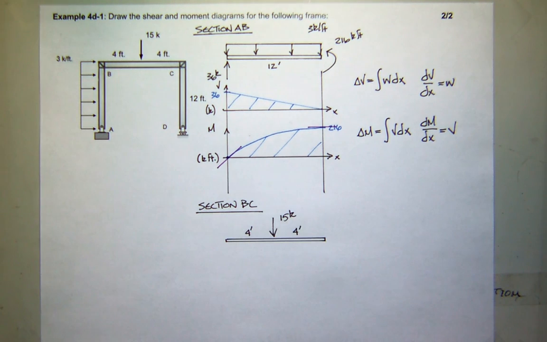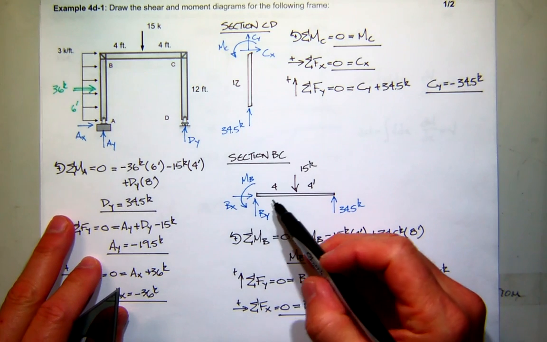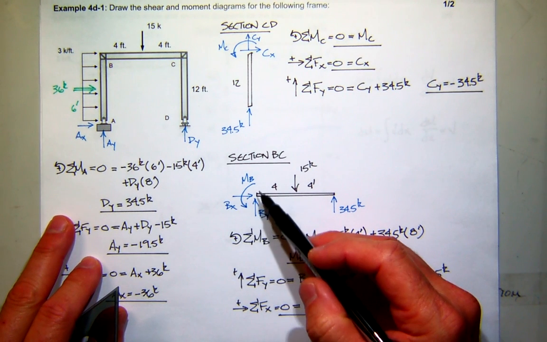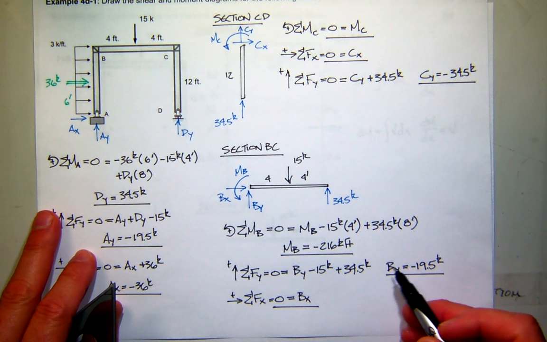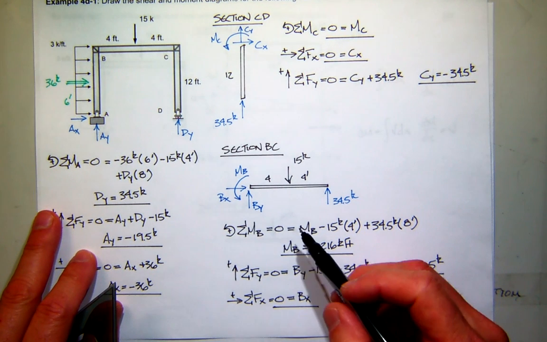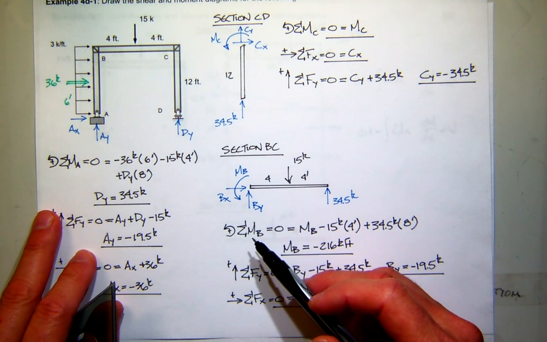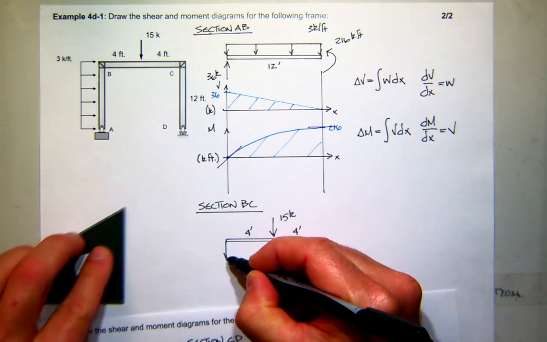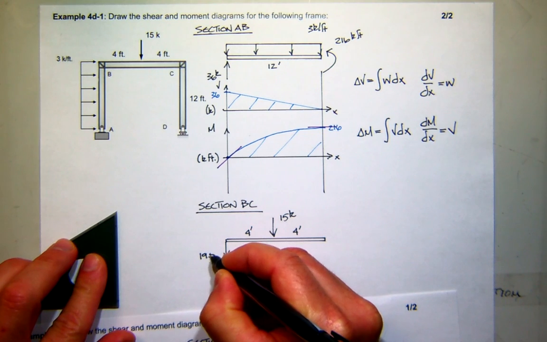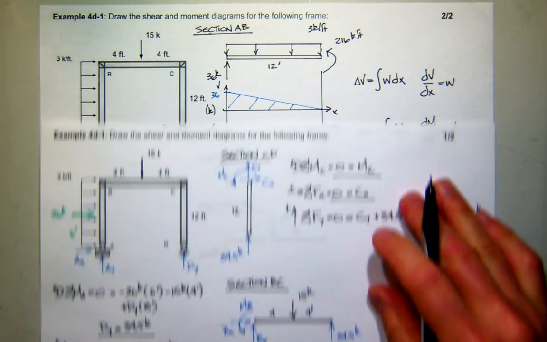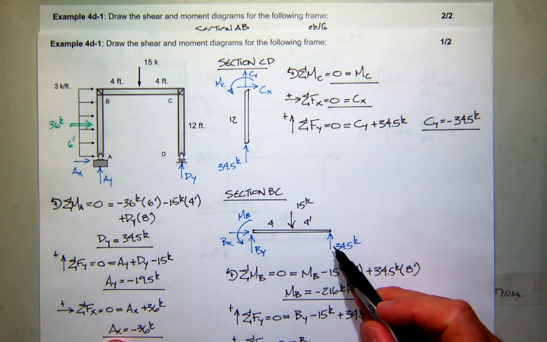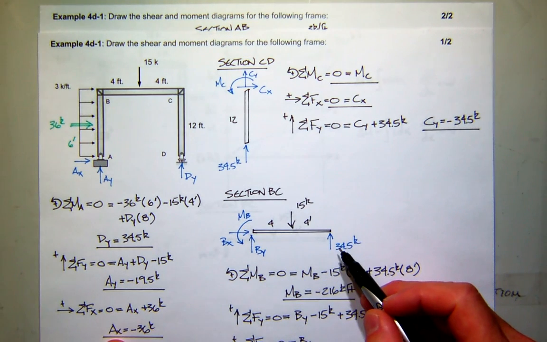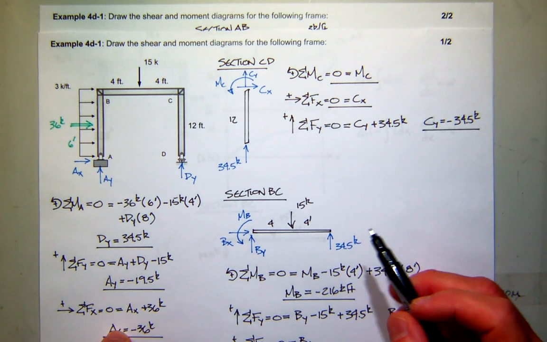What do we know is happening at B? Well, let's refresh ourselves. Remember that we solved this section. The shear at B would be given by By, and By is 19.5, but it's negative, so it's down. Right? So that means I have 19.5 kips down. And over here at C, we solved for that, and we found that it was 34.5 acting up.